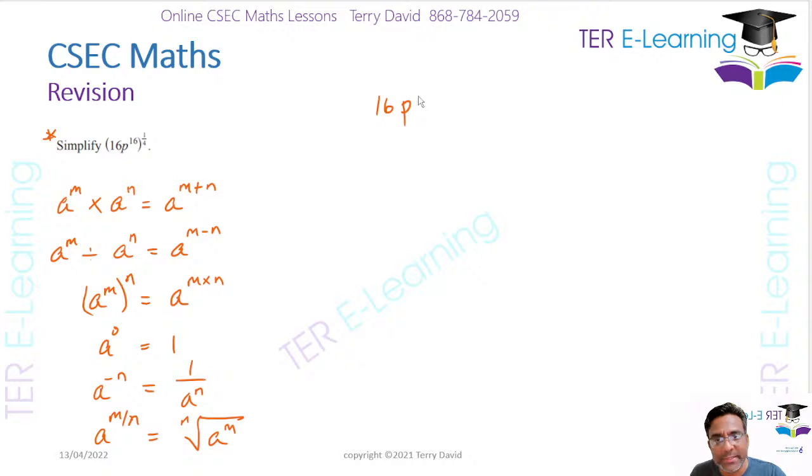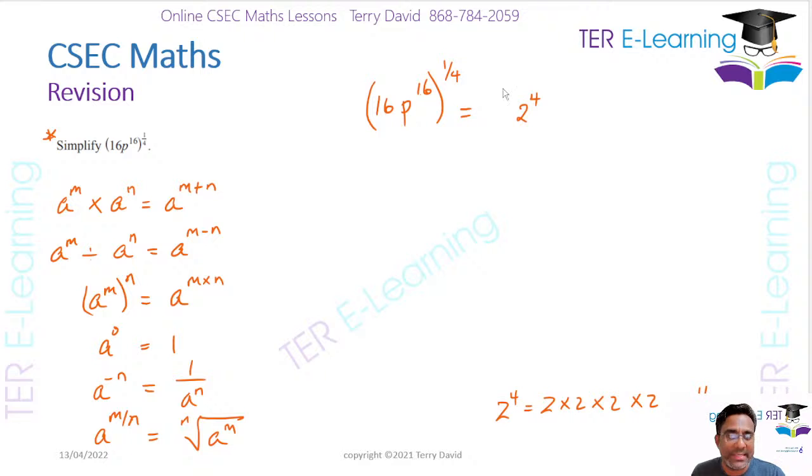So 16p to the power 16, and I'm going to raise all of this to the power a quarter. Now 16 can be written as 2 to the power 4. How do I know that? 2 to the power 4 is equal to 2 multiplied by 2 multiplied by 2 multiplied by 2. That is going to give me 2 2s are 4, 2 4s are 8, 2 8s are 16. So 16 can be written as 2 to the 4, and this here is p to the power 16, and I'm raising this all to the power a quarter.